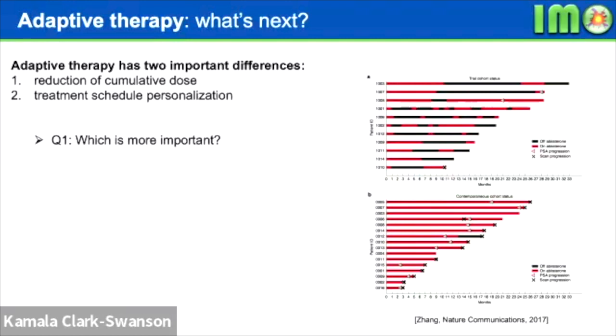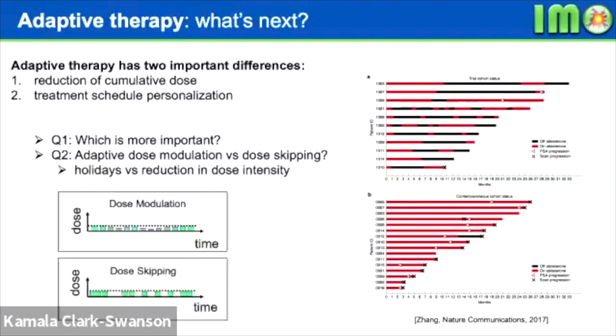You might ask which of those is most important. How would we even answer that question to determine which is more important, the cumulative dose change or the treatment personalization? And related to that, should we implement dose modulation or dose skipping algorithms? Something that looks like the top or something that looks like the bottom?